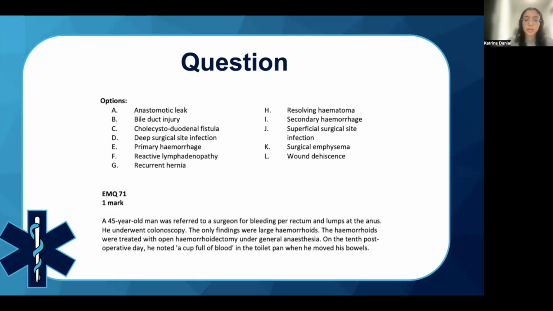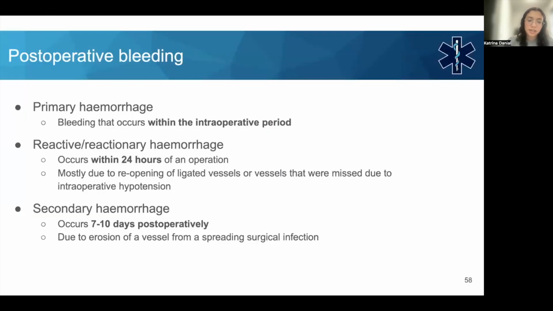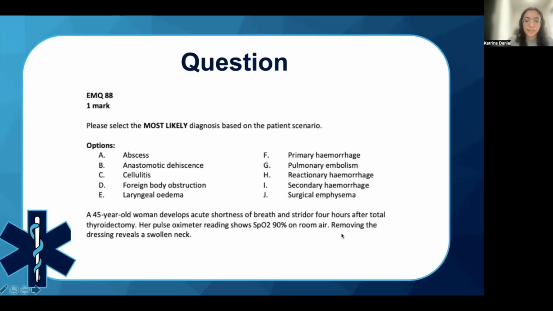A 45-year-old man was referred to a surgeon for bleeding PR and lumps at the anus. He underwent a colonoscopy. The only findings were large hemorrhoids, and the hemorrhoids were treated with an open hemorrhoidectomy under GA. On the 10th post-op day, he noted a cup full of blood in the toilet pan as he moved his bowels. What's going on here? This is a secondary hemorrhage, and the giveaway is that it's 10 days post-op now, so that is fitting with a secondary hemorrhage. There's probably some infection that's caused erosion into the nearby vessels.